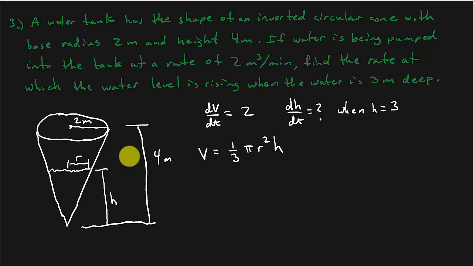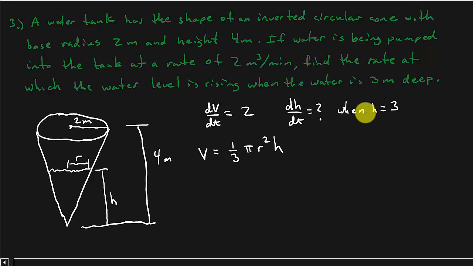But they do tell us when H equals 3. So we know we're going to plug 3 in for H when we take the derivative of this. So somehow we need to get this in terms of H. We need to get rid of the r somehow.